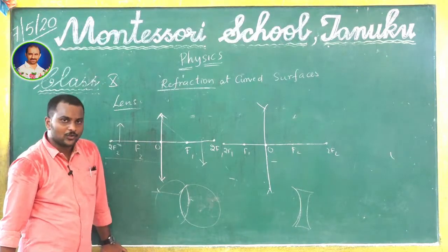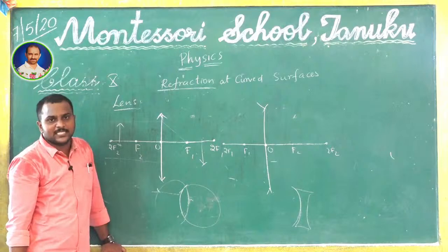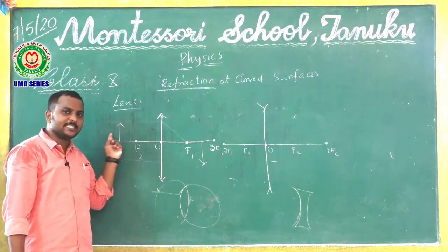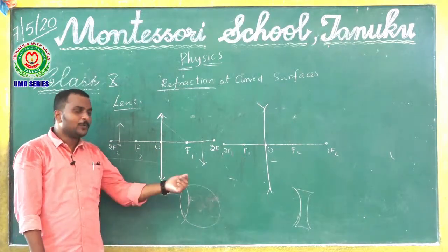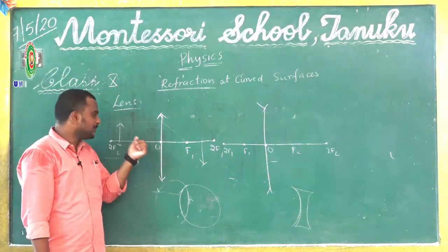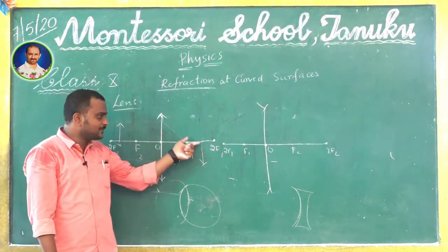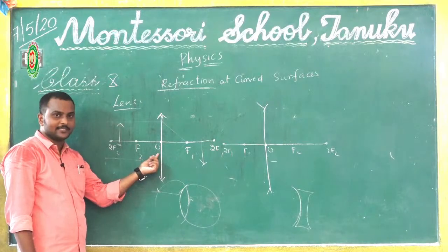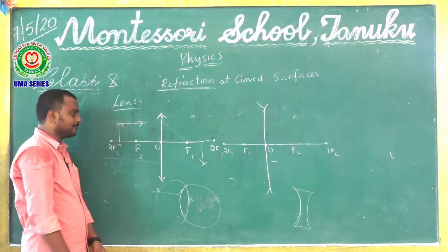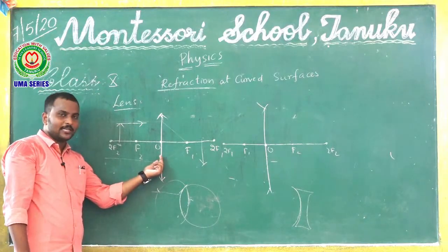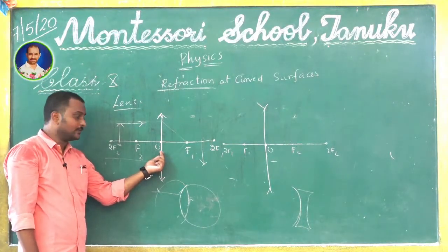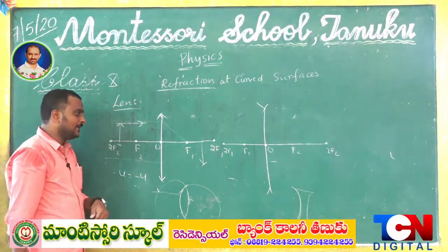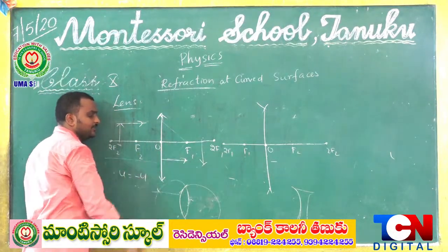All the distances must be measured from the optical center or pole. The distances measured in the direction of the incident ray are taken as positive, and opposite to the direction of the incident ray are taken as negative. The size measured above the principal axis is positive, and the size measured below the principal axis is negative. For example, if I want to measure the object distance from the optical center, the incident rays are going in this manner, but according to the first rule all distances must be measured from the optical center. So we have to measure opposite to the incident ray. So the object distance is minus u, and for the image distance, I am following the direction of the incident rays.